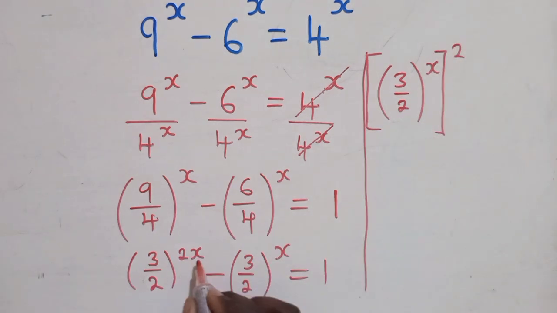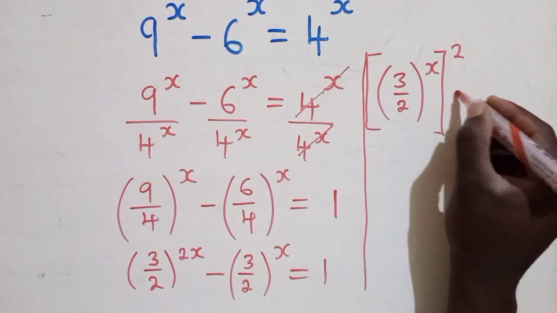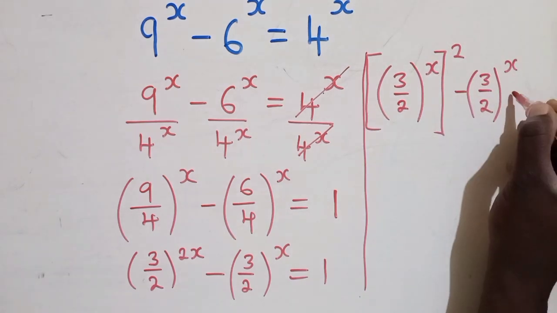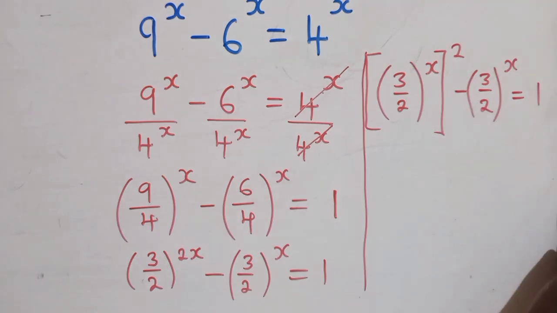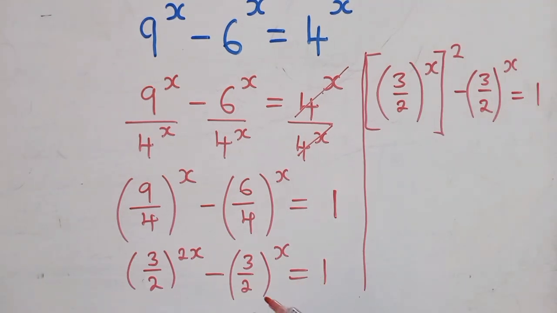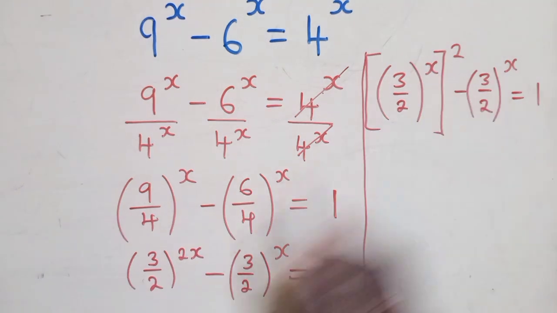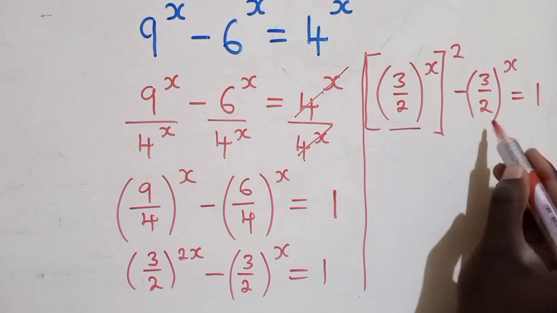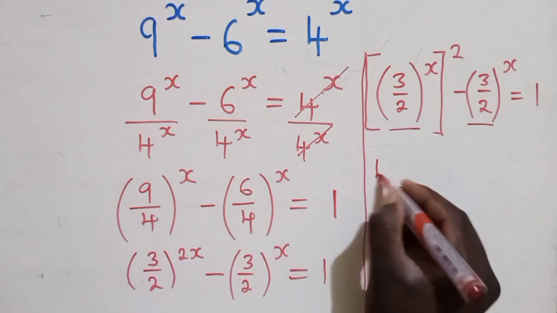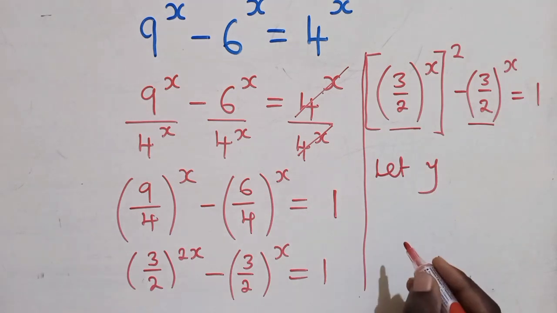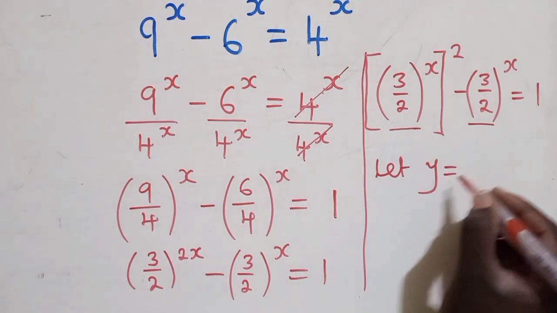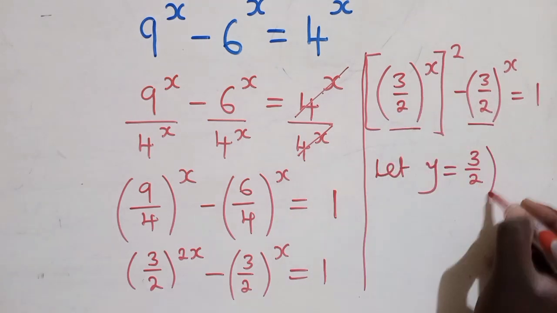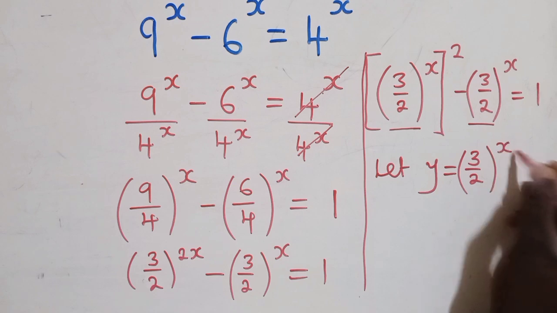Power 2. We can separate these and write them like this: minus (3/2)^x is equal to 1. The whole idea of separating this, writing it like this, is that we want to have similar terms here and similar terms here, so that we say let y be any letter of your choice. In this case, I've decided to put y equal to whatever is similar here. What is similar here is (3/2) power x.